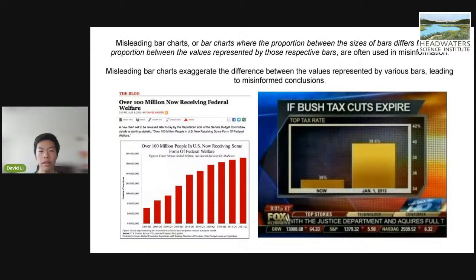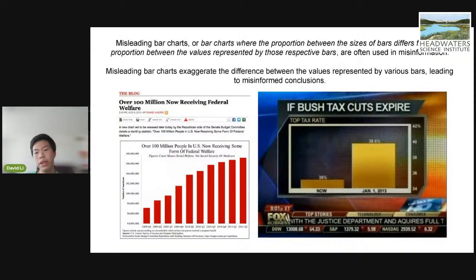Well, if we look at the example bar chart on the right, when you just look at this, you get the idea that if Bush tax cuts expire, the top tax rate will be much larger than it is now. Because when we look at this chart, what we first notice is that the bar on the right is much larger than the bar on the left. But if you pay attention to the values of the bars being represented, these values are not actually that much different. And the difference is not nearly as much as the sizes of the bars would lead you to believe.